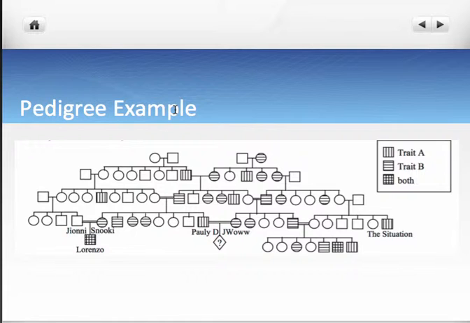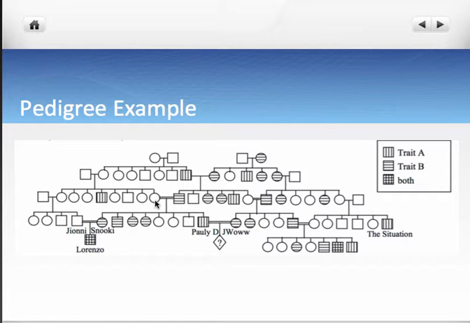When we consider trait B, we need to go find someone who has the horizontal lines. So, let's see, if we choose someone, what we find here is that we have a son right here that is a non-founding son that exhibits the trait with an affected father but not an affected mother. And so what that tells us is that we have an autosomal dominant trait.